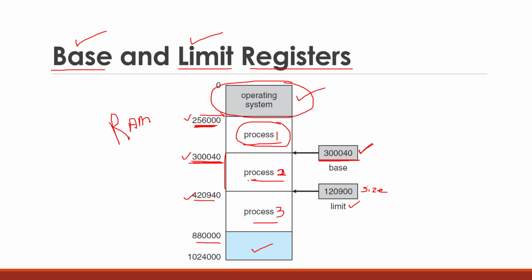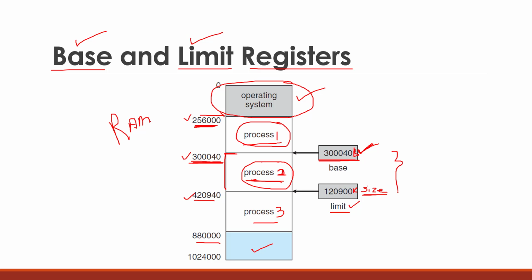So the size of this process is 120900. Maybe this can be KB or maybe bytes, I don't know. Just for the sake of understanding, it can be bytes, it can be kilobytes, it can be megabytes, and so on. So process 2 is starting from this address, and the starting address is saved in the base register. The size or the length of this process, the total size of the process, is stored in the limit register.